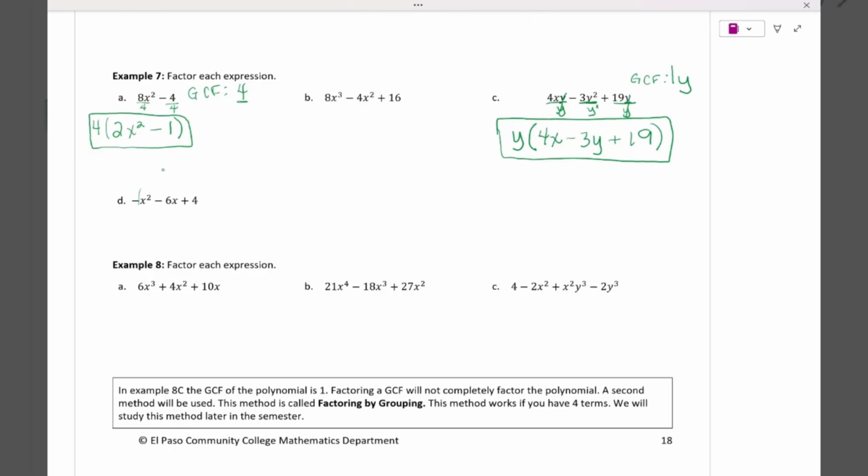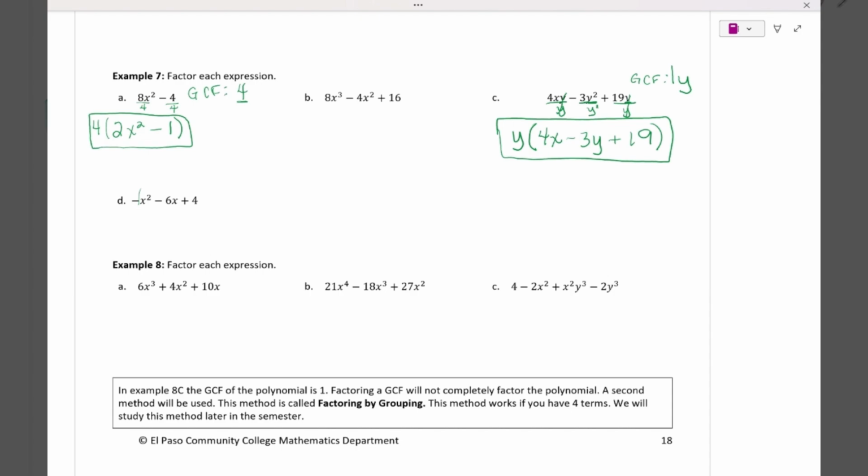And if we look at the variable parts, well, we have an x squared, we have an x, those both have an x, but the constant doesn't. So I cannot pull out a variable term from all of them. They don't all have a common variable part either. So there's no greatest common factor here.